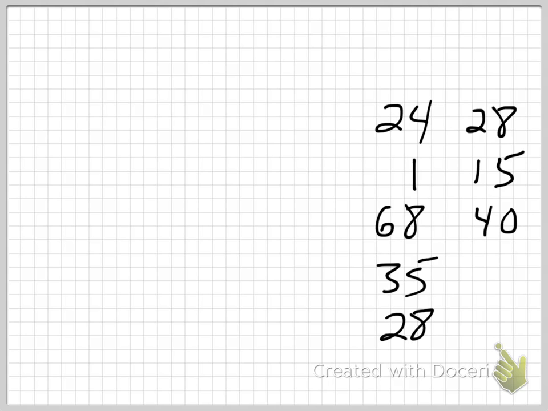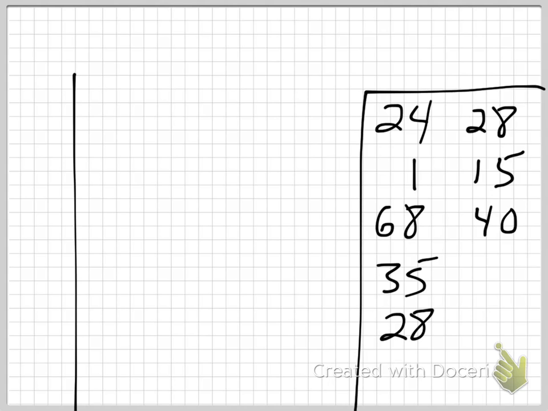Here's the deal. Here's our data. I need to make a stem and leaf plot here. Stem and leaf plots look like this. Agreed? This is the speed of animals, right? What am I going to put over here? What's going to go over here?